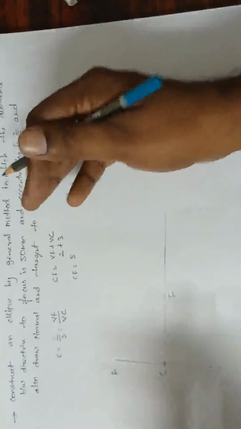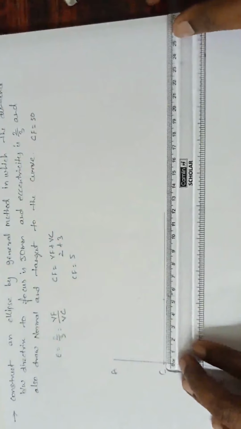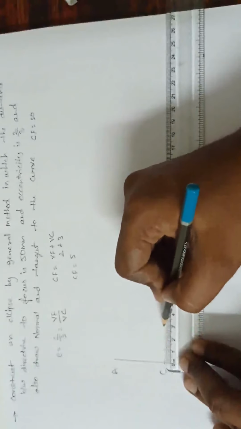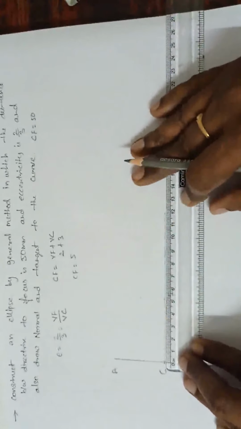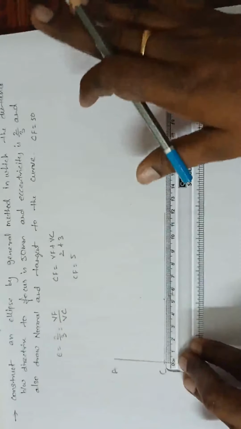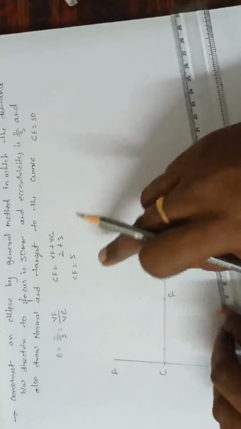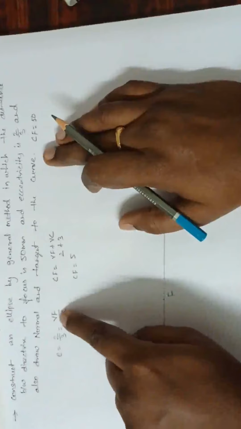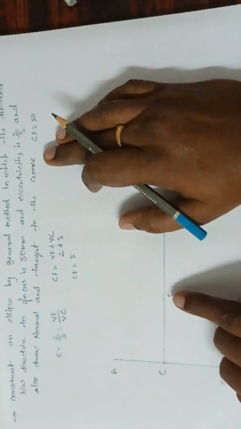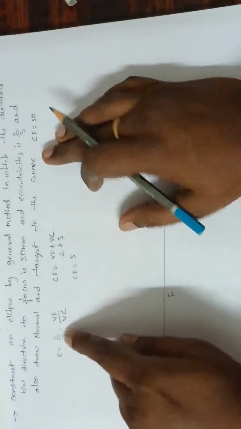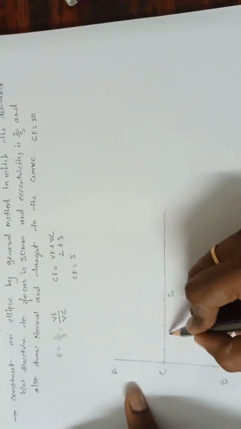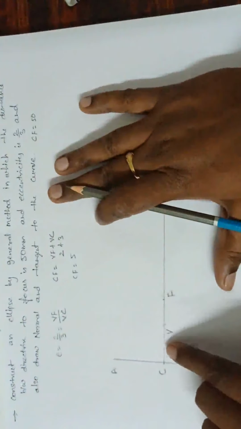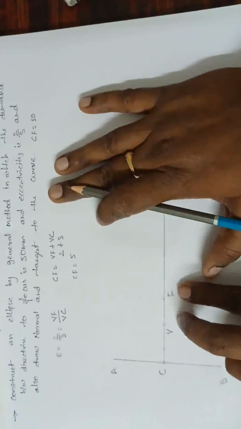Done. Now I am dividing CF into 5 equal parts, that is 1, 2, 3, 4 and 5, because the total 2 plus 3 is 5. Now where to mark the vertex? VF is equal to 2, means from F to V how much? 2, that is 1 and 2. I am marking here, this is V. Now VC is 3, it means 1, 2, 3. So total 3 plus 2.